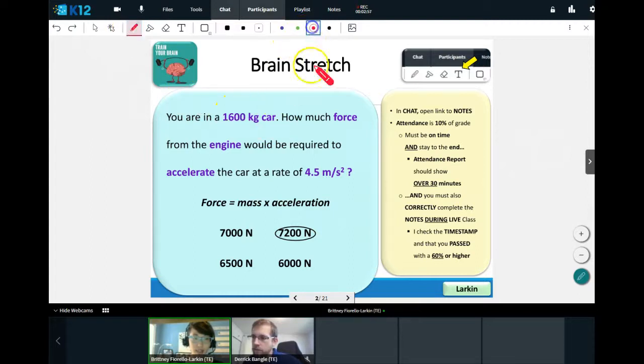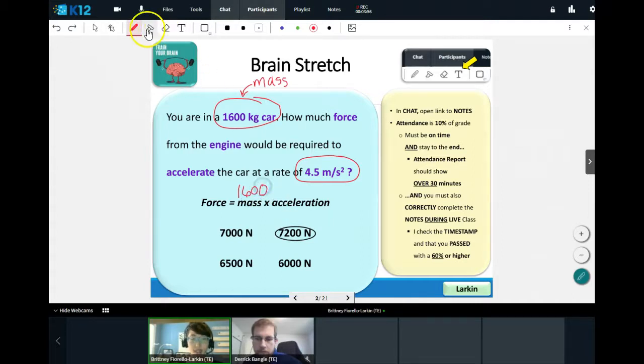So we're talking about you are in a 1,600 kilogram car. How much force from the engine would be required to accelerate it at a rate of 4.5 meters per second squared? Go ahead and tell me in the chat, kilograms, is that our unit for force, mass, or acceleration? What does kilograms mean? Yeah, exactly. Anytime we talk about kilograms, this is actually our mass. So we're going to plug this in for our mass, 1,600.